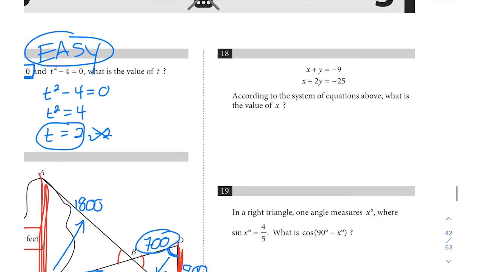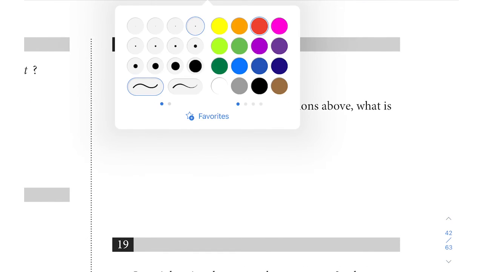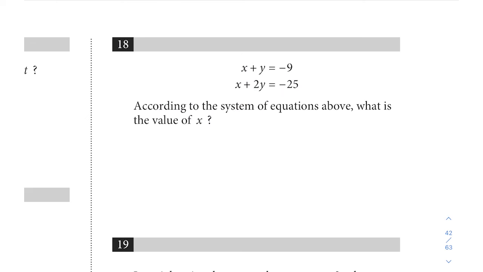Let's take a look now at question 18. And this is one similar to a question that we looked at in the multiple choice section where we had a system of equations. And like we said then, with a system of equations, you want to make sure that you get really comfortable with these because they show up a lot.